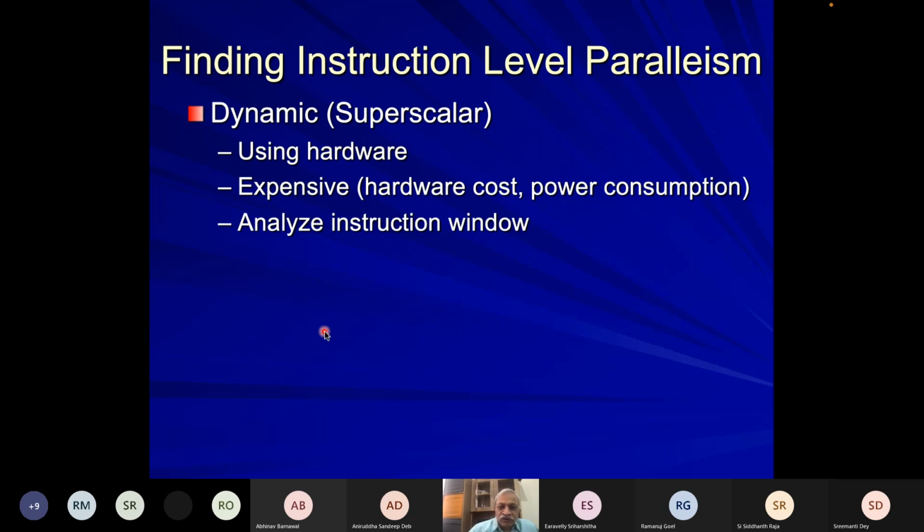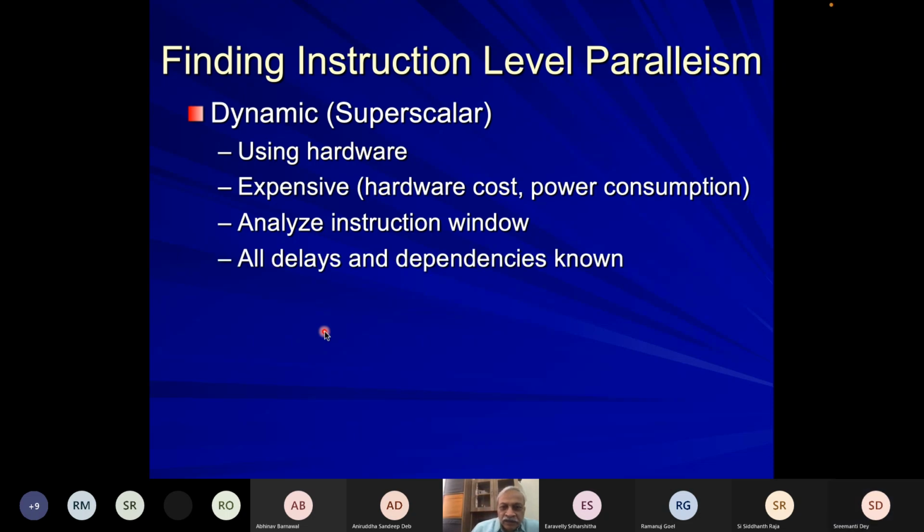So normally what you do is you look at an instruction window. You may look at, for example, 8 instructions or 10 instructions or 16 instructions in the sequence. Among them, do the analysis and find out which can be taken up for parallel execution.